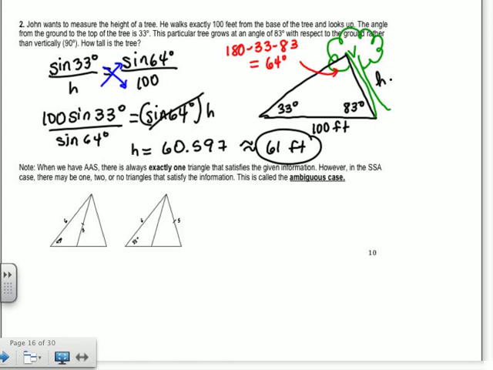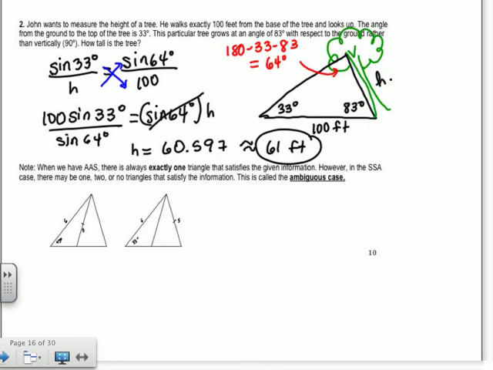Okay, so here's where it gets tricky. When we have angle, angle, side, there's always exactly one triangle that satisfies the given information. However, if you have side, side, angle, or that's the same as angle, side, side, right? That was always the bad one in geometry. Do you guys remember? Yes. If you have angle, side, side, the bad one, there could be one answer, no answers, or two answers. This is called the ambiguous case.